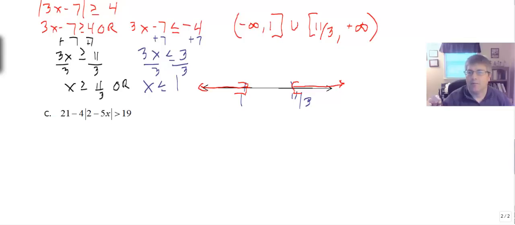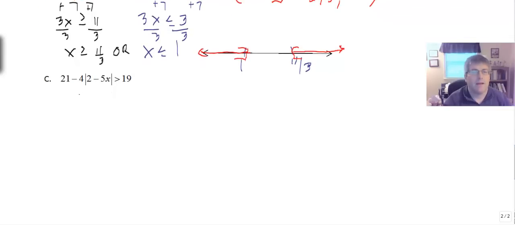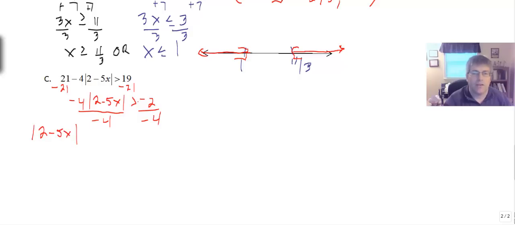And in sample problem C, again, I've got some stuff hanging on here, so I'm going to clean my absolute value bars. I'm going to subtract 21 from both sides. I get negative 4 times the absolute value of 2 minus 5x is greater than negative 2. I divide by negative 4. I'm not going to distribute in. I caution you against that. Let's just divide by negative and clear everything away. And we get the absolute value of 2 minus 5x.